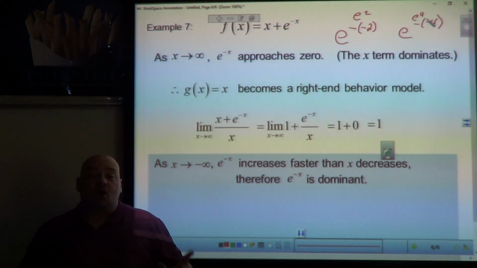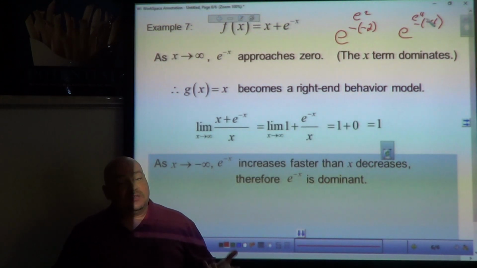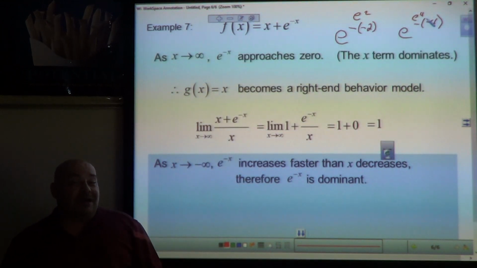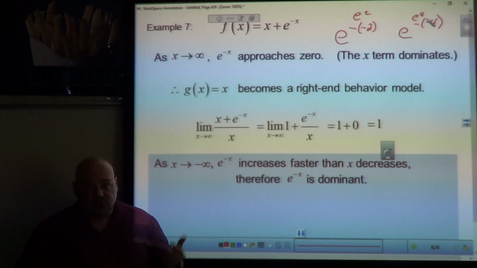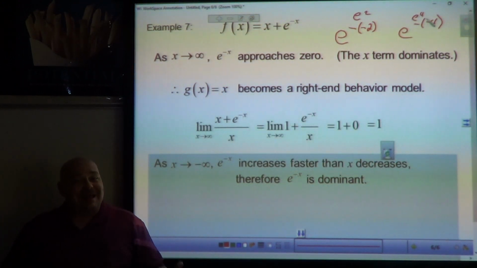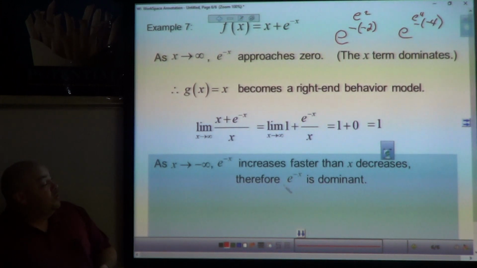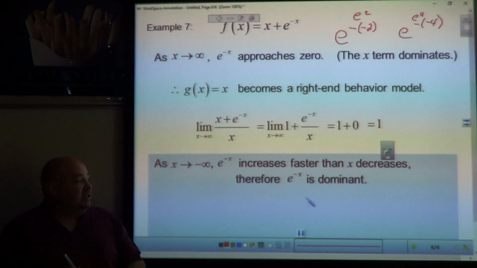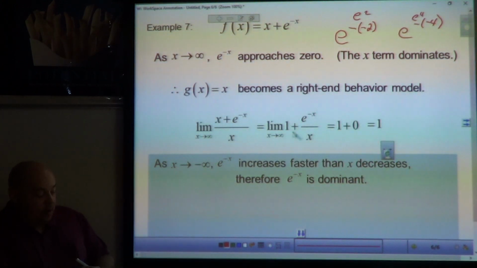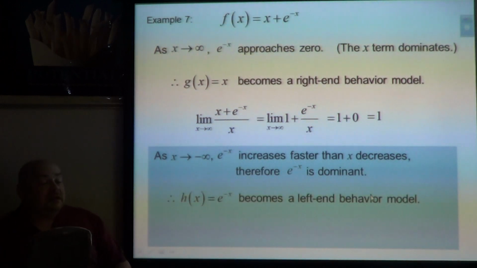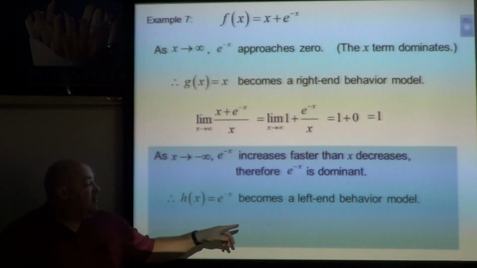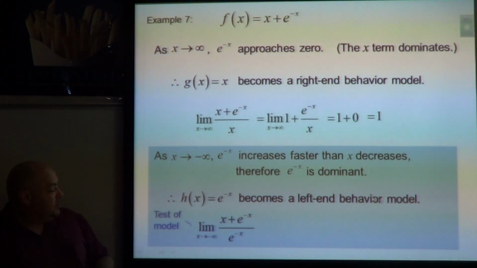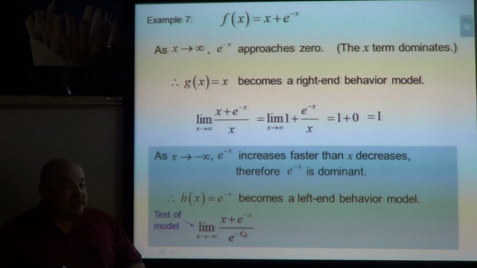And we're going to get numbers that are going to get larger and larger. e, remember, is a thing that's going to grow really, really fast. And with e raised to a positive power, as we throw in negative values, it's going to be the thing that controls the value. It's going to grow a lot faster than the x is. So therefore, e to the negative x is the dominant part of that function at that point. So we're going to let it be our left-end behavior model. So e to the negative x becomes our left-end behavior model, and all we've got left to do is check it.